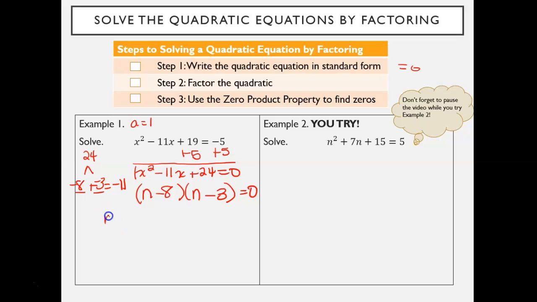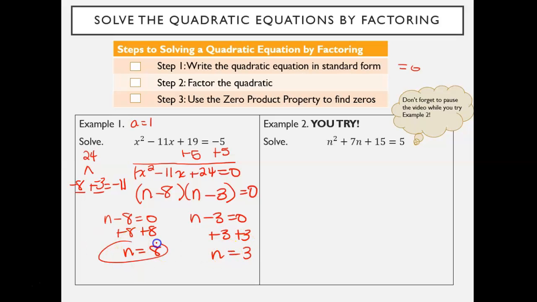Now we're going to do the zero product property. N minus 8 equals 0, n minus 3 equals 0. Add 8 to both sides, so n equals 8. Add 3 to both sides, so n equals 3. So your two answers are 8 and 3. Pause the video, try example 2 on your own. I want you to notice that a is 1. So see if you can use the shortcut on this one. See if you can save yourself some time on the factoring and jump straight to the shortcut. Go ahead and pause the video and try this now.